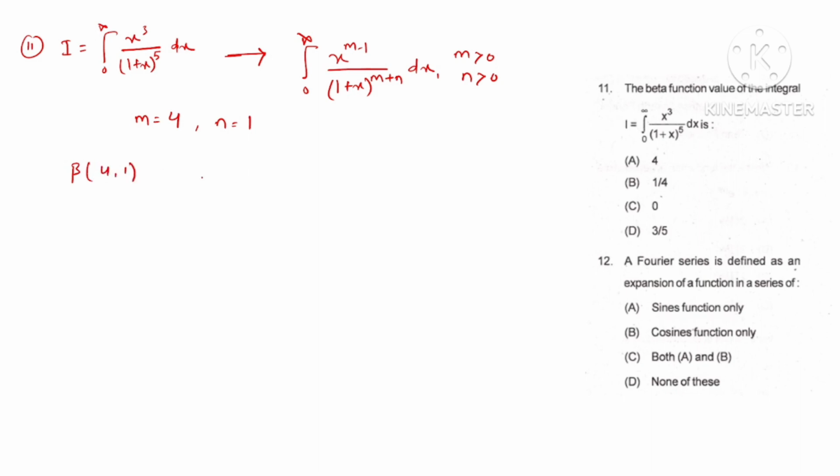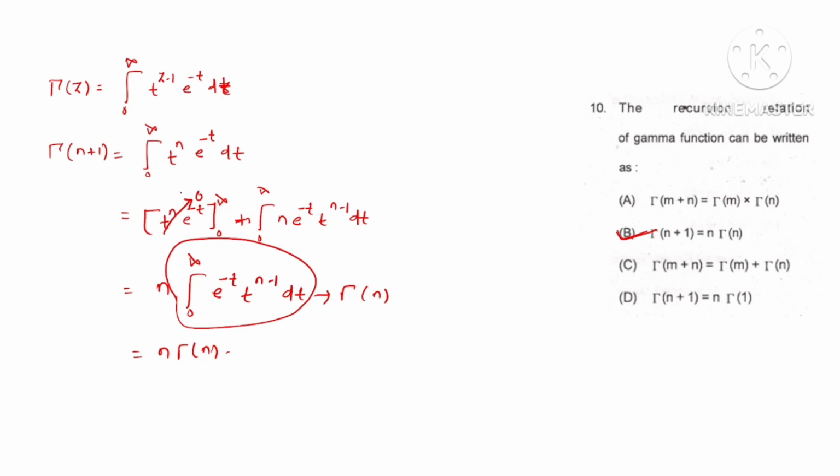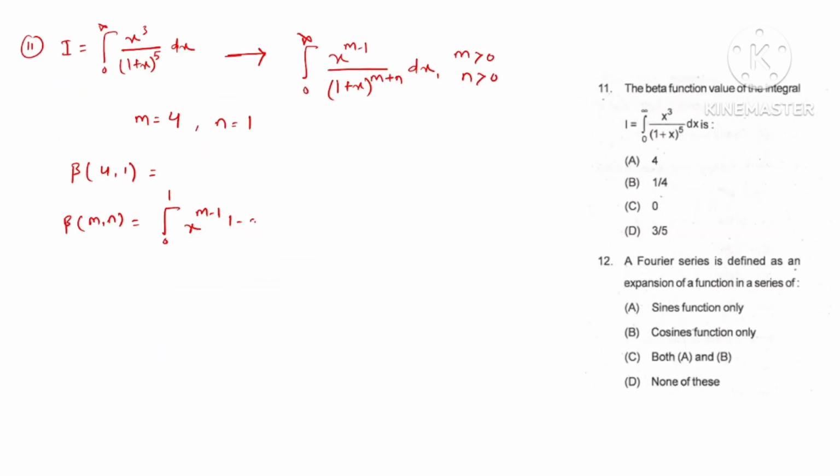Right, which will be equal to, for example, if I take beta m n for a generalized case, this will be the integral over 0 to 1 of x to the power m minus 1 times (1 minus x) whole power n minus 1 dx, right? Similarly, if we put m and n values in this equation, then it gets converted to the integral from 0 to 1 of x cubed, and (1 minus x) to the power n minus 1 is 1, so this becomes 0, dx.